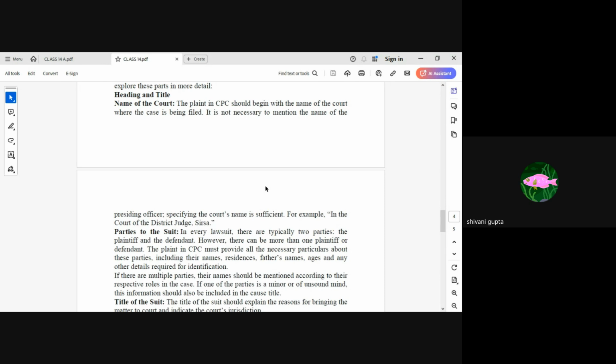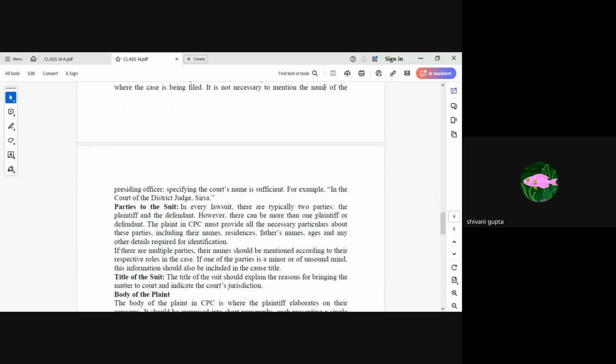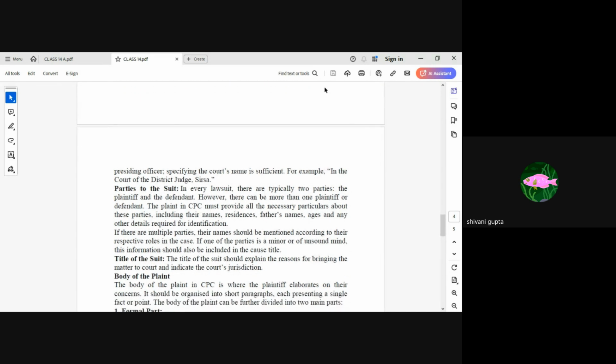The plaint in the CPC provides all the necessary particulars about the parties, particularly their name, their guardians' or parents' names, father's name, their ages, any other details required for their identification, and their residential addresses. These are the things that must be mentioned. If multiple parties are there, then they must be mentioned as per their respective roles. And now comes the title of the suit. The title of the suit means the particular reason that is being brought before the court, and it indicates the court's jurisdiction.